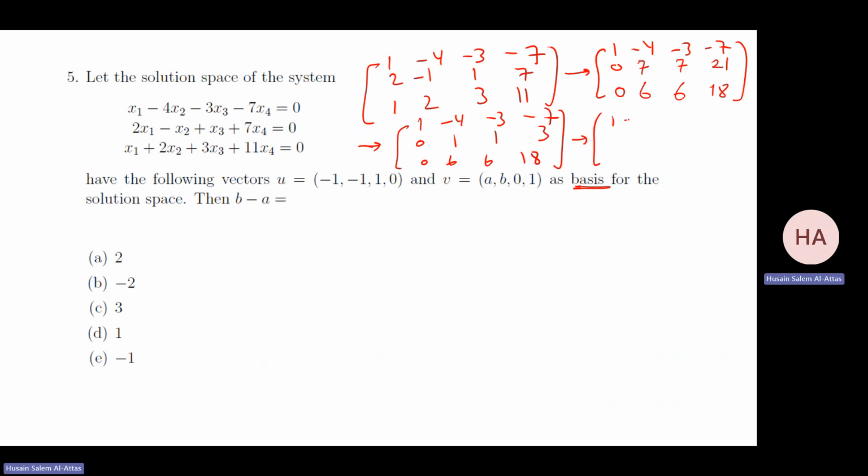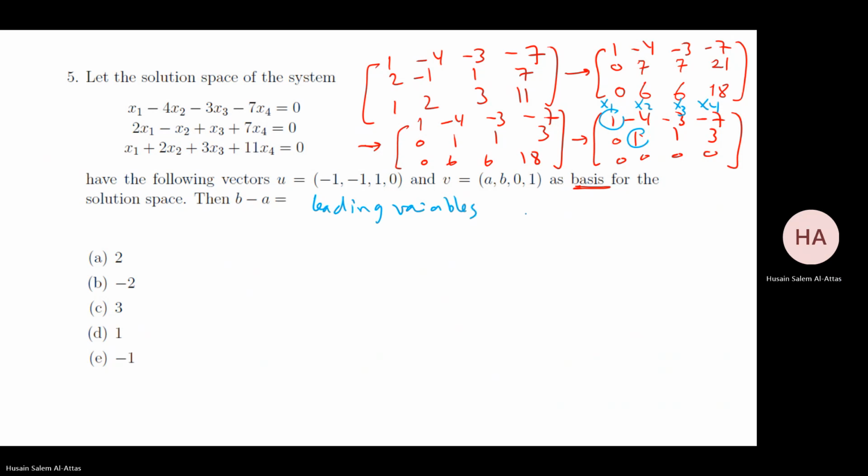Now multiply the second row by minus 6 and add it to the third row. For sure, I'm getting 0, 0, 0. So these are the leading variables. I have x1, x2, and then x3, x4. So the leading variables are x1, x2. What I care about is the free variables. Free variables, x3 and x4. So I let x3 be equal to t, and x4 is equal to s.